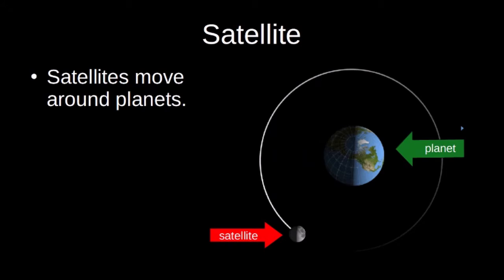And we're also going to talk about a satellite. Satellites move around the planets. So you can see in this picture, we have a picture of Earth, which is a planet, and we also have a picture of the moon, which is moving around the planet. So the moon is a satellite.